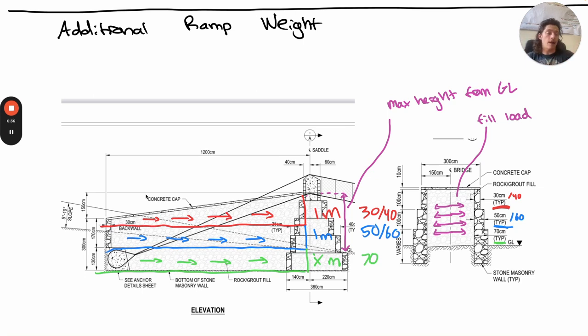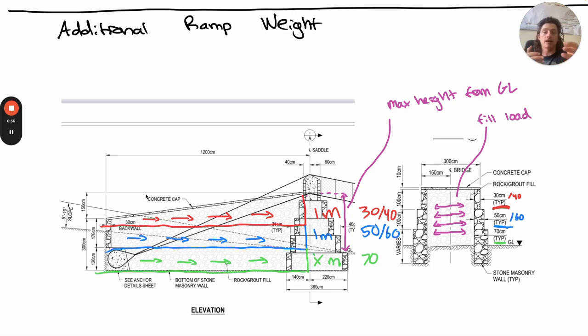So here I've drawn a quick refresher, and remember that the ramp wall thickness is 30, 50, 70, or 40, 60, 70, depending on the max height from the ground level. And this is just for a 3-tier abutment. You can reference the standard drawings for the other ramp wall widths, but I'll use this as an example.